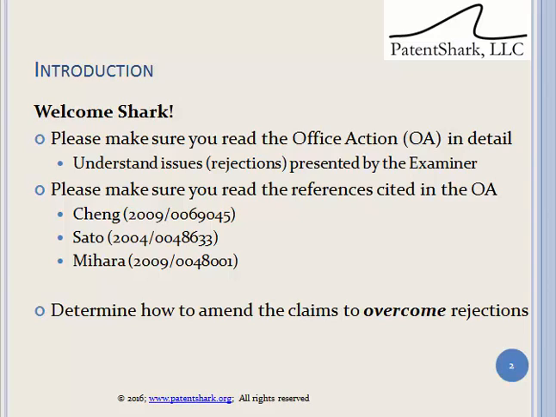The references used in the 4 different rejections are Chang, Sato, and Mihara. All of these references are patent publications, not issued patents. Therefore, the examiner may apply any type of prior art to reject the claims. As you go through these references, in the back of your mind, please think about how to overcome each and every one of the 4 rejections. In other words, how would you amend the claims to overcome the rejections of the office action? We'll talk more about amending claims at the end of this module.